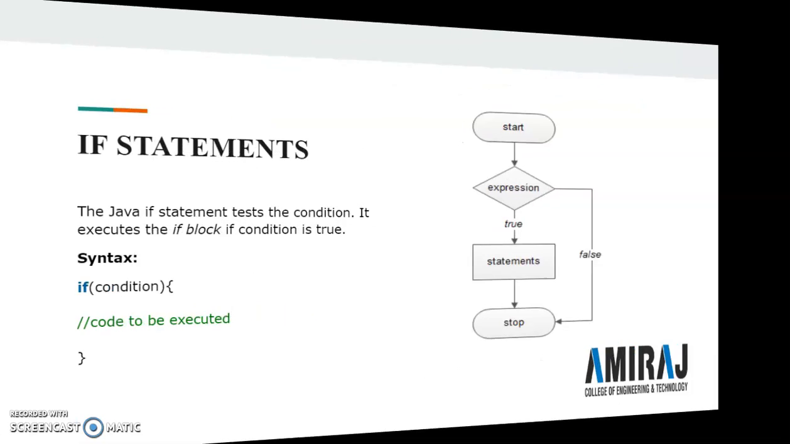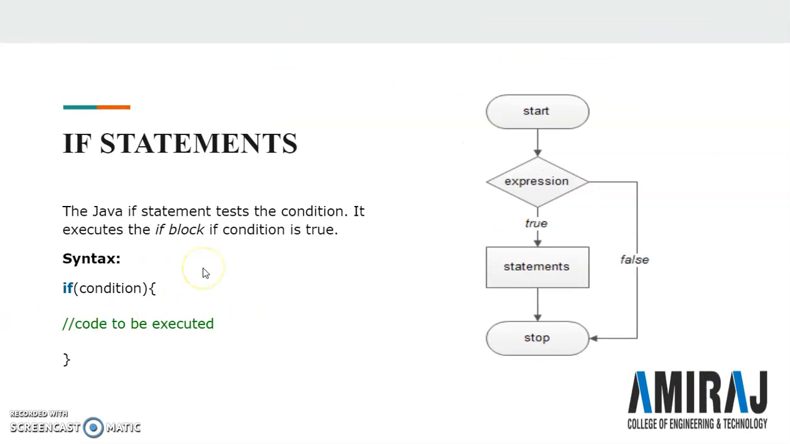So, let's start with the if statement. The if statement tests the condition, and if the condition is true, then it will execute the code. This is the syntax of the if: if and the condition of the if. If this condition is true, then it will execute the code which is written between the curly brackets of the if statement. This is the flowchart of the if statement.